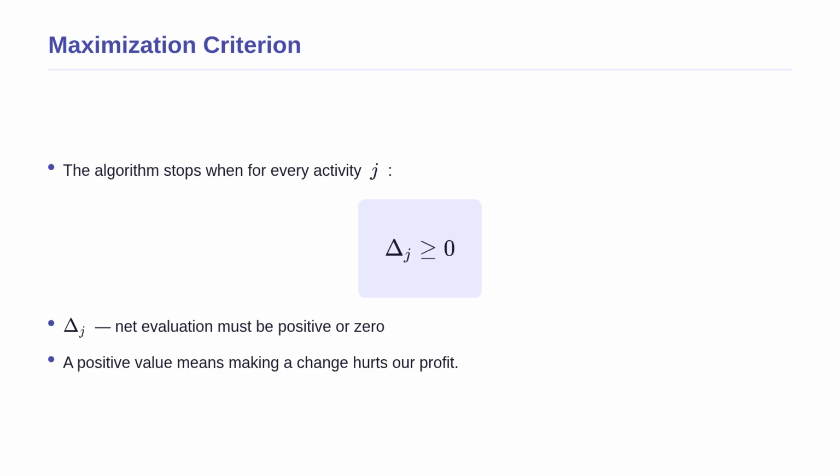Here is the exact mathematical condition for stopping a maximization problem. Conceptually, it guarantees we are at the peak. It states that for every single activity j, the net evaluation delta sub j must be greater than or equal to 0. In plain English, this means the profit we lose by making a change is greater than or equal to the profit we gain. If delta sub j is positive, introducing the activity decreases our overall profit. Since making a change would only hurt us or do nothing, we stop, knowing we have the best possible plan.